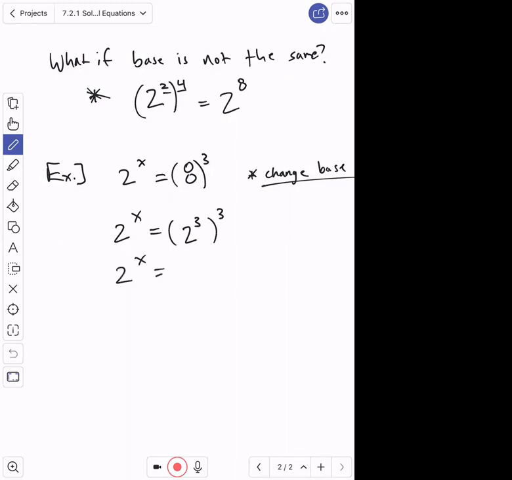This right side of the equation, if we take a power to a power, we multiply the exponents. Three times 3 is 9, so x must be equal to 9. Any questions on this problem? This is kind of the easiest first example of this. So does everybody understand what happened there?